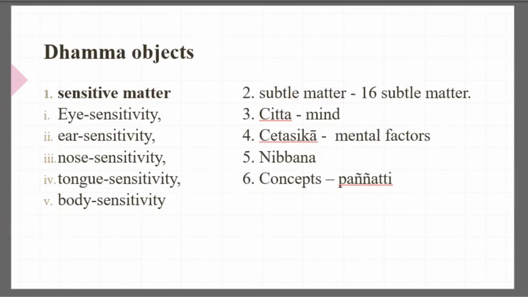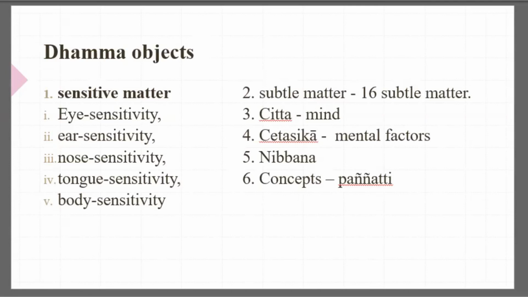Also, materiality is divided into 2 sections. There are various types of classifications. According to this type of classification, we classify matter into 2: gross matter and subtle matter. There are 12 rupas that are gross, 16 rupas that are subtle. So subtle matters are included in the Dhamma objects. How many? There are 16 subtle matters.